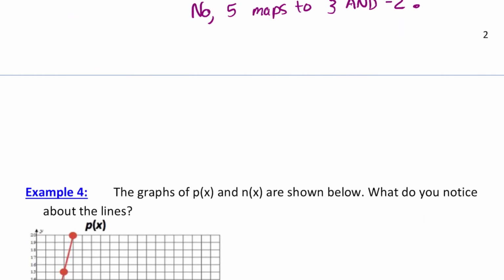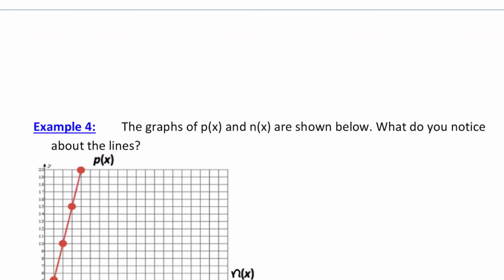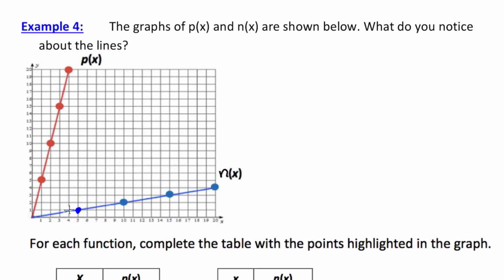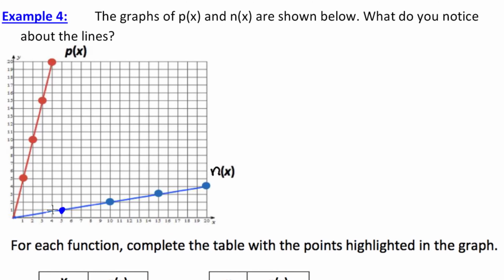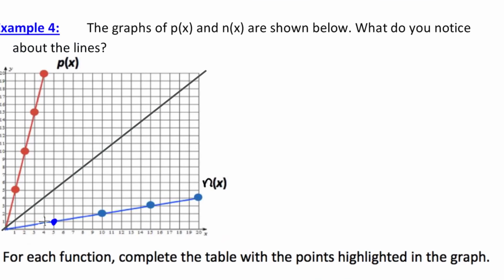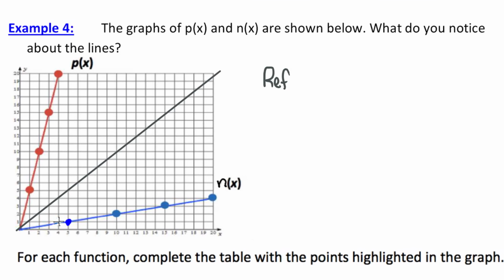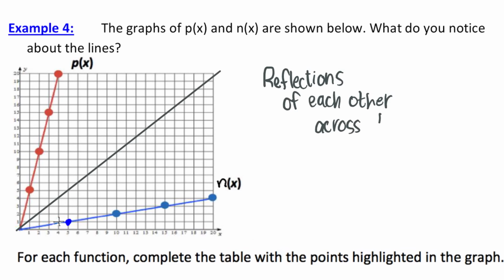So maybe pause and see if you notice anything about these two lines. It's not super obvious, but if you think back to your geometry days, we talked about reflections. If you take and look at the line y equals x, so like slope of 1, y-intercept of 0, these two lines are reflections of each other across the line y equals x. Anytime you have that being the case, that indicates that your two functions are inverses of each other.